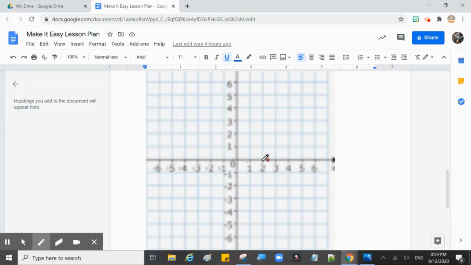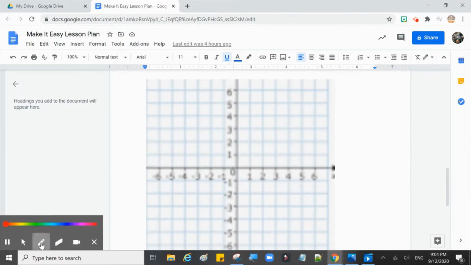Now let's talk about the x-axis and the y-axis. So this horizontal line right here is the x-axis. Let's just write that down right here: x for x-axis, and then up here, y for the y-axis. So remember, x is the horizontal line and y is the vertical line. You got to remember that if you want to do coordinate planes.